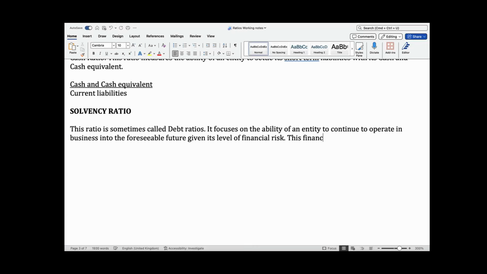And this financial risk is the risk that the entity might not be able to settle its fixed interest, which would then result in liquidation of the entity.